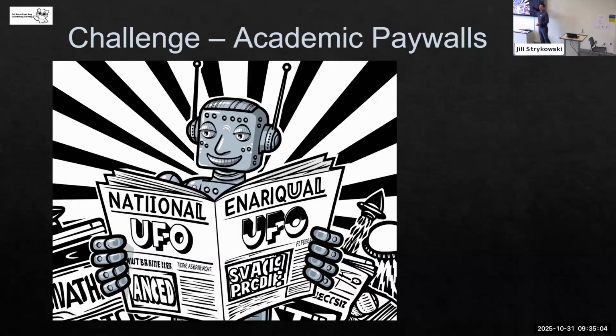All these images I got from asking ChatGPT or other AIs to draw pictures. I asked it to draw a picture of the robot reading the National Enquirer.